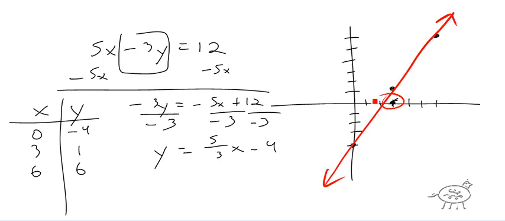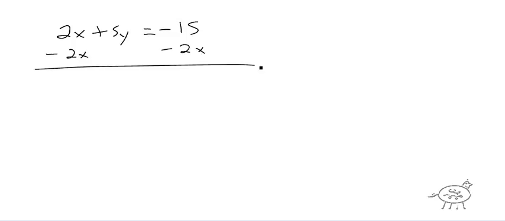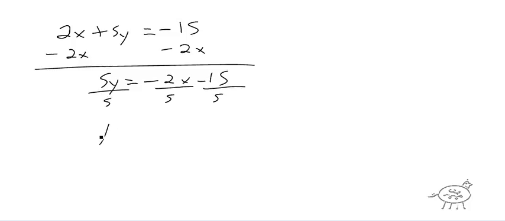Okay, you can even tell if I did that problem right, because if that point were off, it's got to form a nice straight line. Very important. Okay, let's try one more. 2x plus 5y equals negative 15. Okay, subtract 2x from both sides. So 5y equals negative 2x minus 15. Divide everything by 5. So y equals negative 2/5 x minus 3.